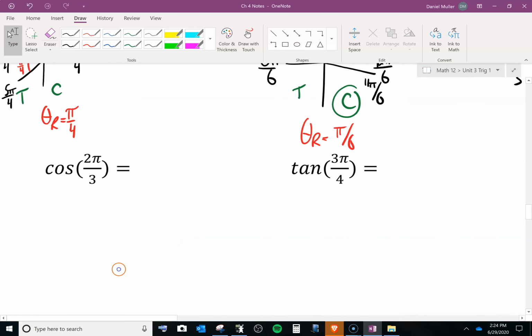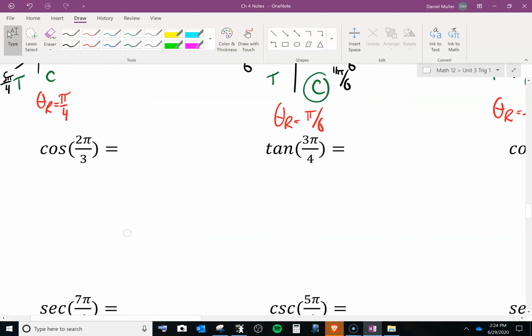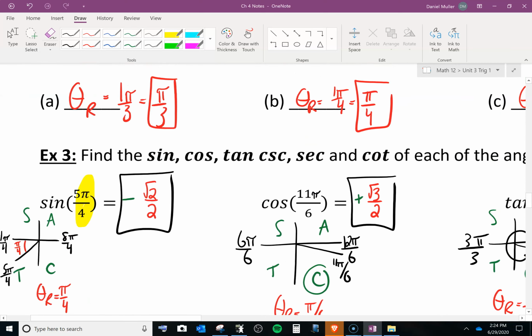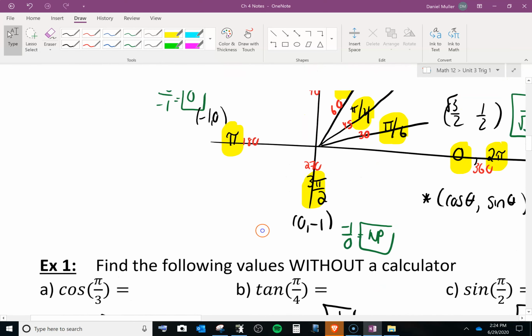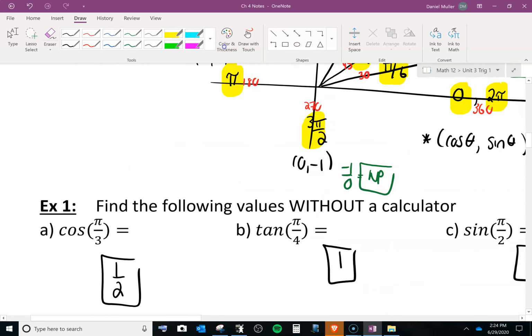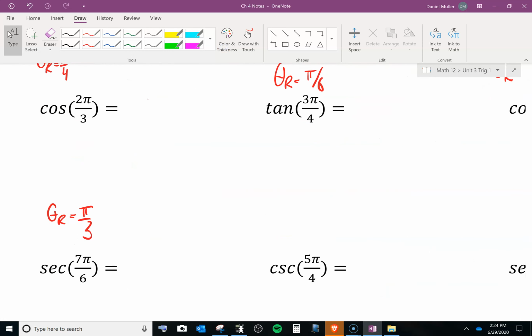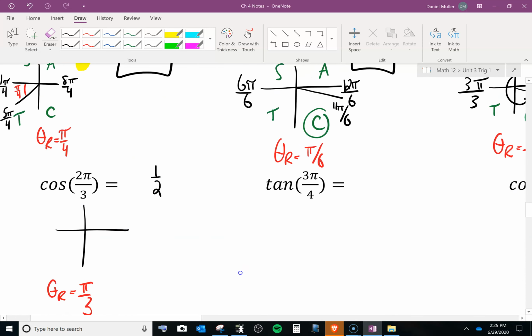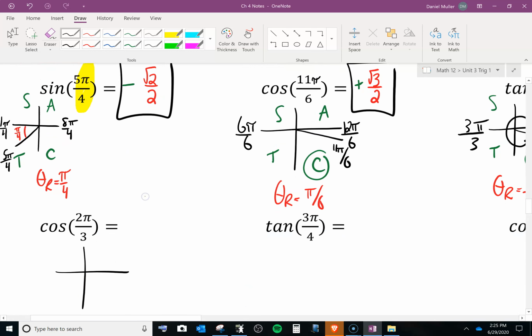So let's keep going here. We'll do 2 more, or 3 more, and then we can go on to maybe make another video here. So cos of 2 pi over 3. So my reference angle is pi over 3. And I will look for cos of pi over 3. So pi over 3, cos is on the left, a half. So my answer will be a half. But then I need to know, is it positive or is it negative a half?